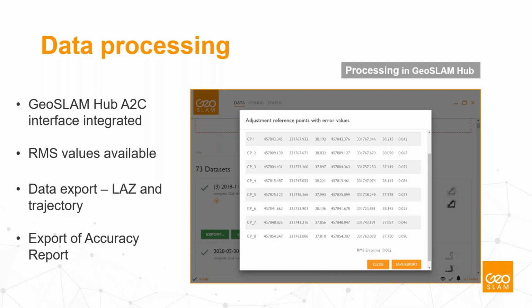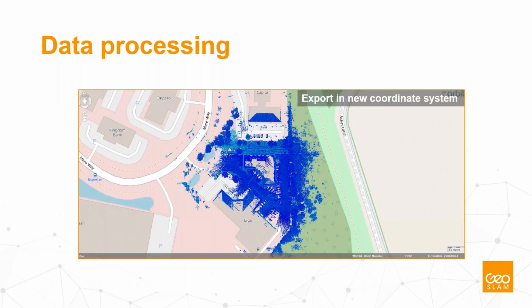We have RMS values available for each control point that you are using, and the overall RMS value for the calculation. You can export a LAS and a trajectory after performing rigid or non-rigid adjustment. You can also export an accuracy report, which can then be used in your calculations further down or in reporting. As a final output, you will see a point cloud that should fit the desired coordinate system. This is, for example, in UK National Grid, our office in Nottingham in the UK, processed through adjust to control.